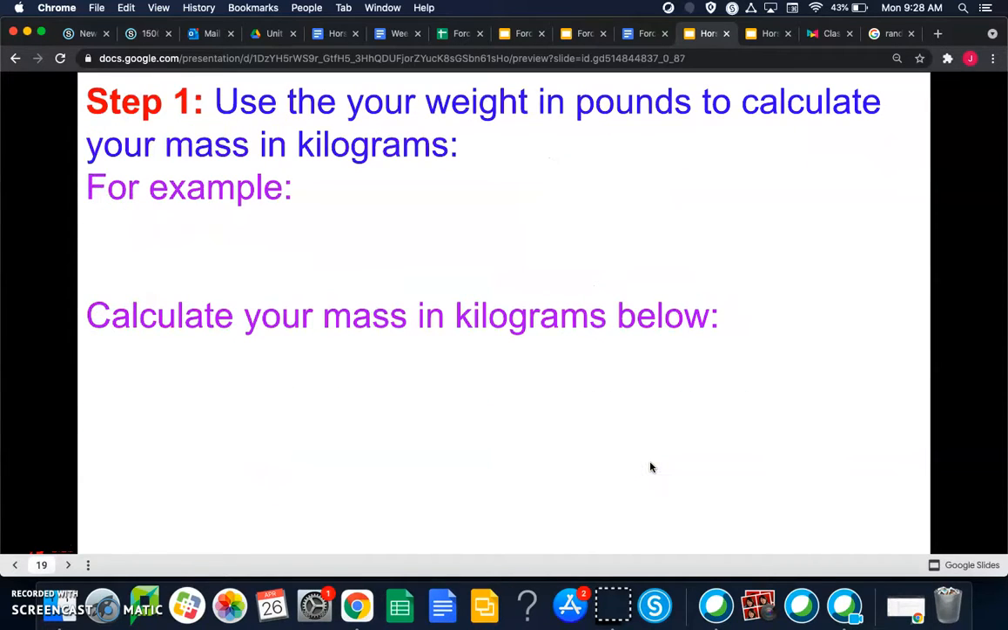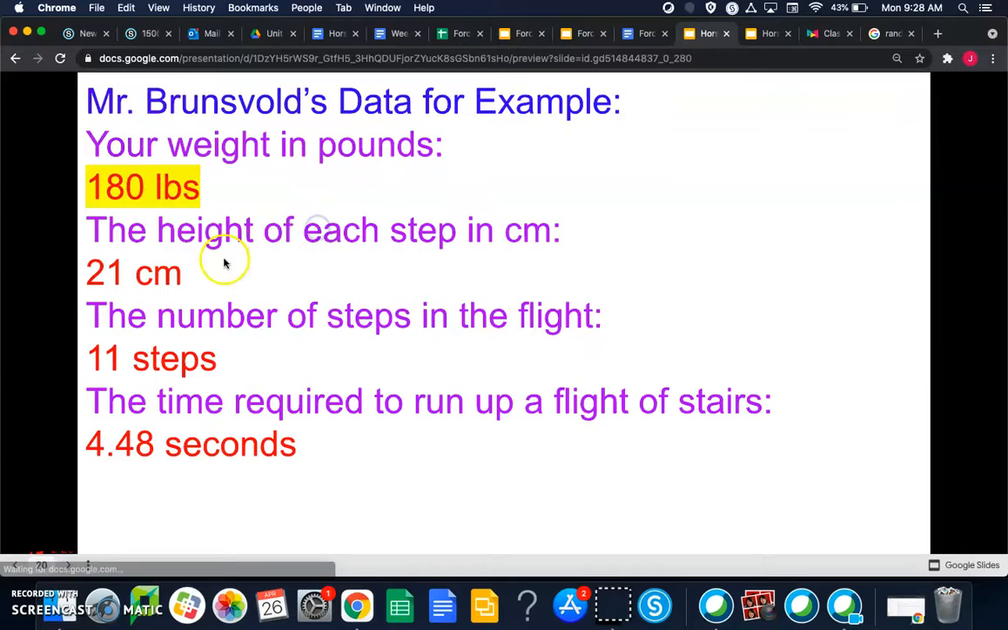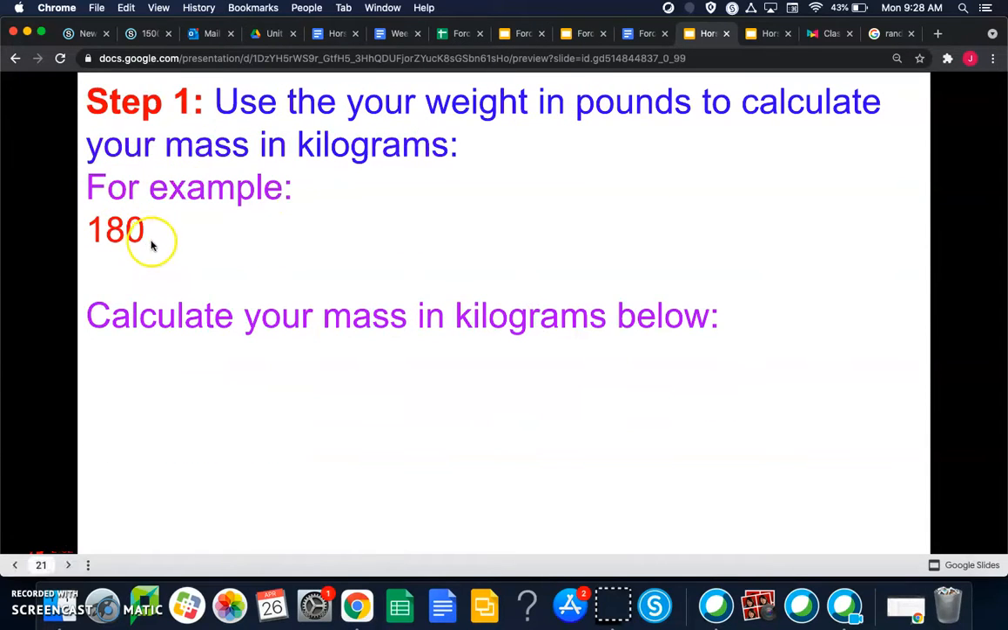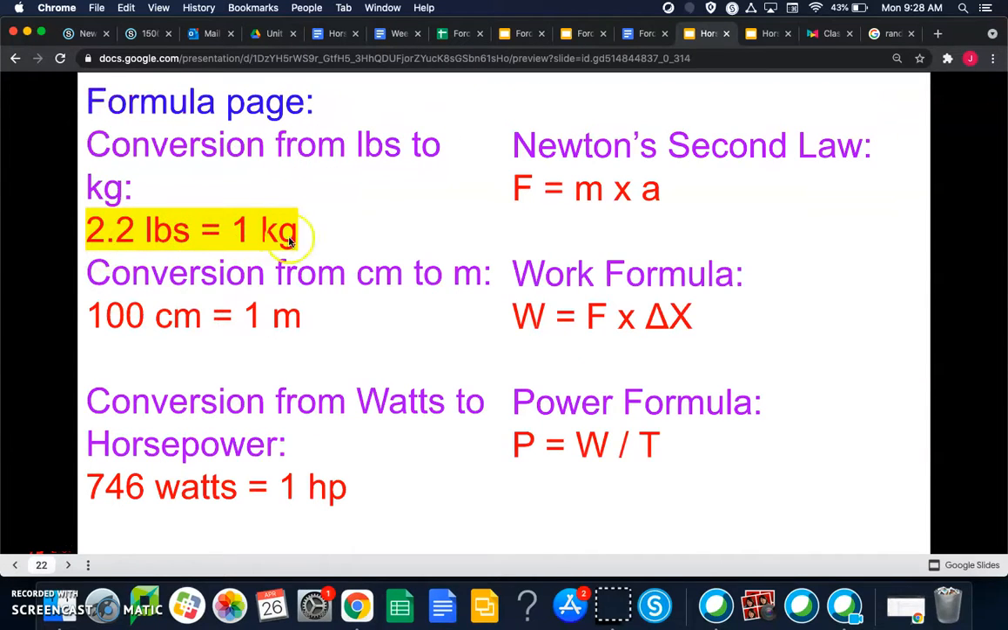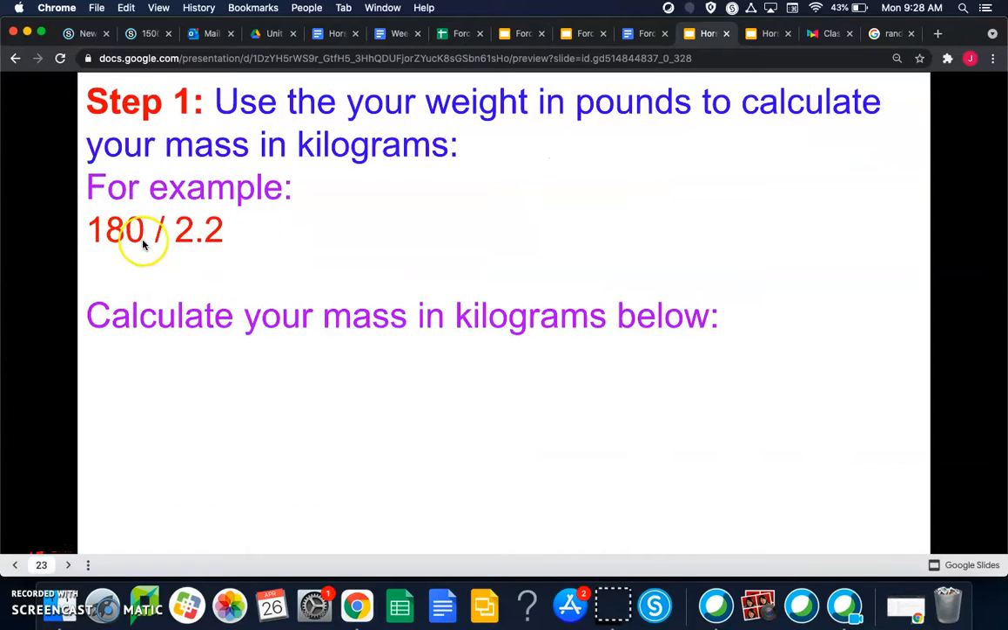Okay, so the first thing that you're going to want to do is use your weight in pounds to calculate your mass in kilograms. So for example, my weight in pounds is 180 pounds. I'm going to write that in here. And then as I convert from pounds to kilograms, I need to use this conversion. There's 2.2 pounds in a kilogram. So I'm going to need to take my weight and divide by 2.2. That's going to give me my mass in kilograms, so 81.8 kilograms.